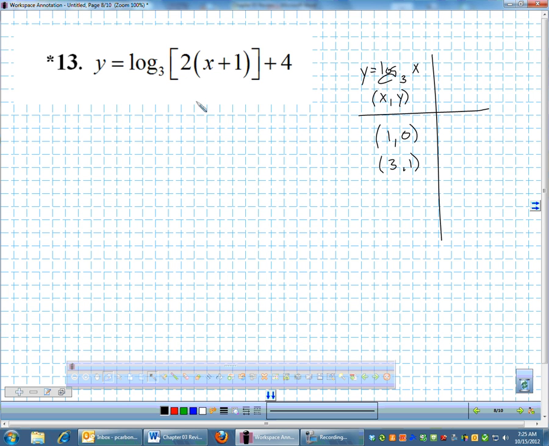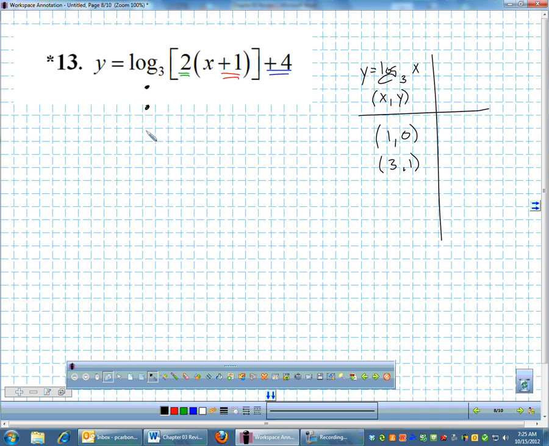Now I have to identify my transformations. So it's log base 3 of stuff. Let's see. Inside the log, I see that 2. I see this 1. And I see a 4 on the outside. That 4 is not part of the log. Notice how I closed the bracket for the log. That 4 is on the outside. So I see 3 transformations.